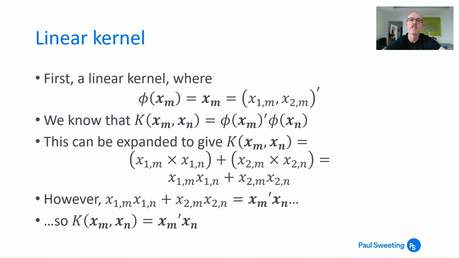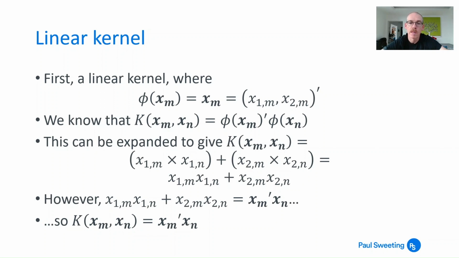So this is the simplest kernel of all. It's the kernel where phi of xm is just equal to xm. So it's equal to (x1m, x2m) transpose, so it's equal to that vector. So we know that k(xm, xn) is equal to phi of xm transpose phi of xn. And you can expand this to give k(xm, xn) equal to x1m times x1n plus x2m times x2n. So that's essentially the dot product of those two vectors.